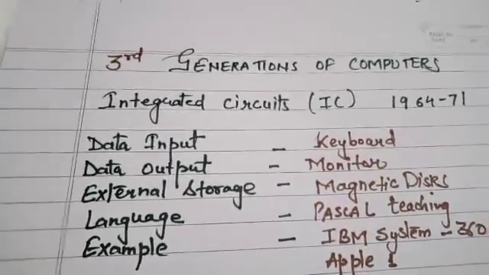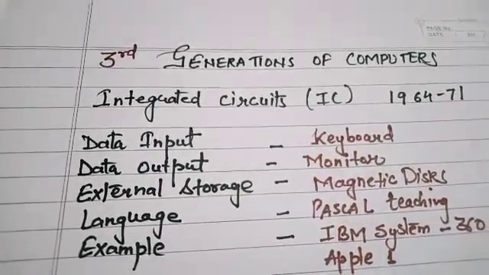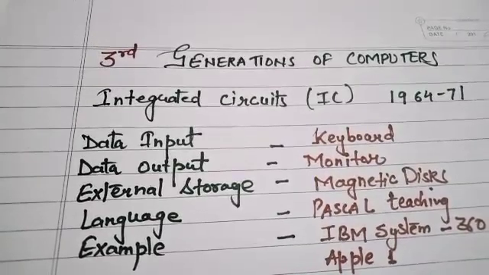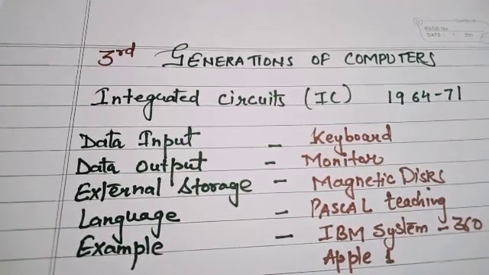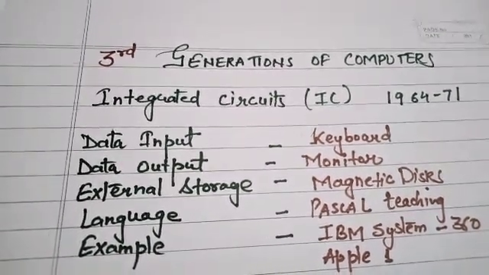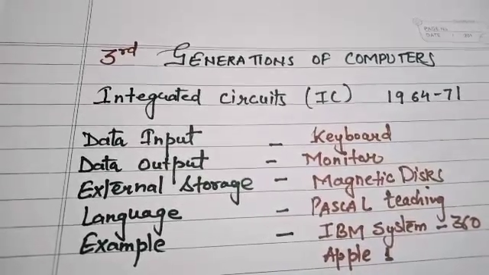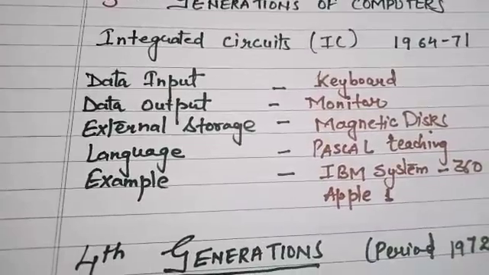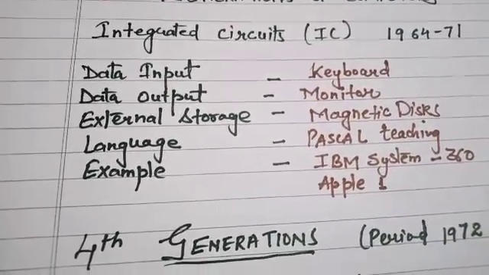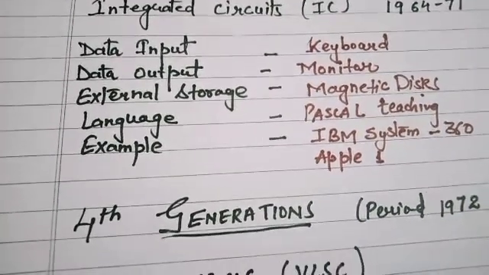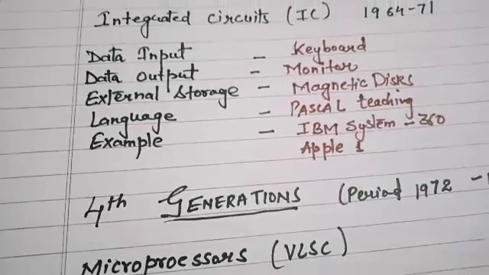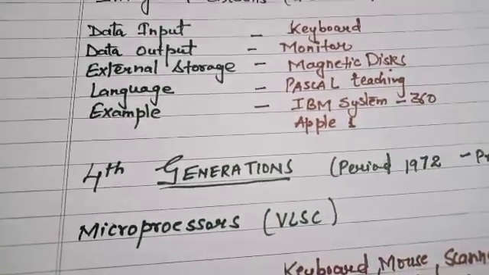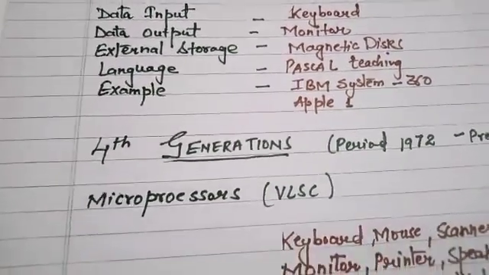In the third generation computer, the integrated circuit, IC, is used. The period is 1964 to 71. Data input is keyboard, data output is monitor, and storage is magnetic disk. Language is high-level language. Examples: IBM 360, Apple I.